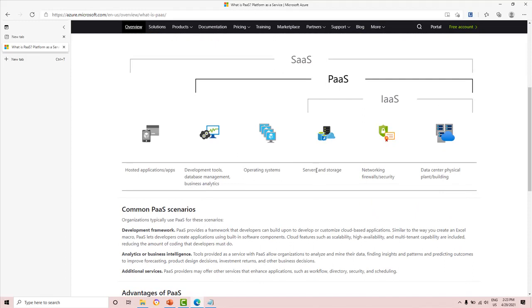So you can see the servers and storage belong to infrastructure as a service. Then infrastructure, networking, firewall security, data center, physical plant building, all comes under infrastructure as a service. And in the platform as a service, software development tools, database management, business analytics, and operating system come under the platform as a service. And software as a service, some hosted applications, example Gmail, Outlook, etc.